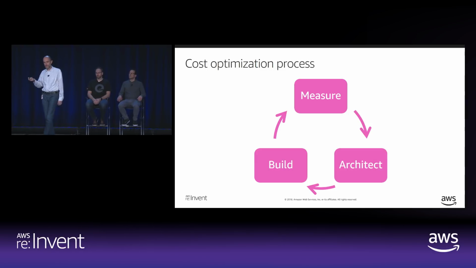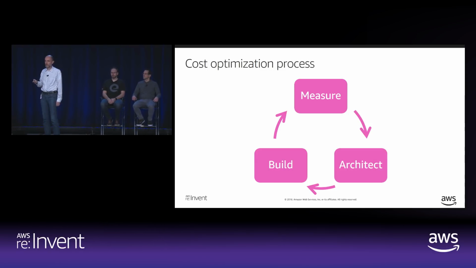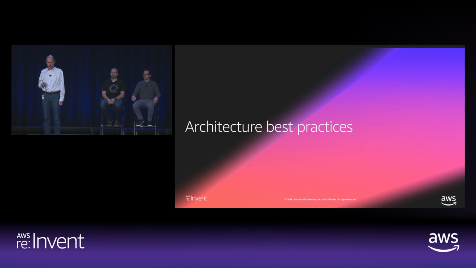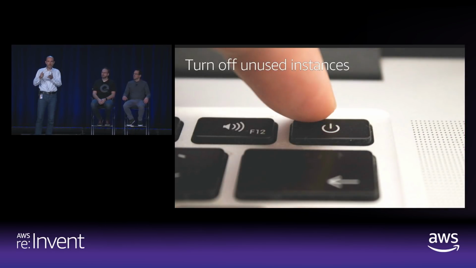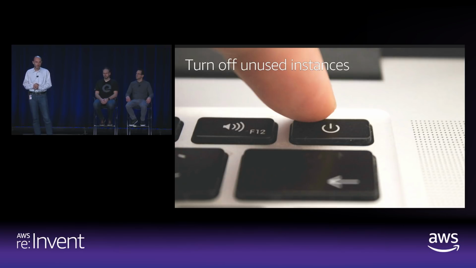So after measuring, let's take a look at some architecture best practices here. And the first thing, if you only take one thing away from this talk, is turn off unused instances. It sounds super obvious, but you wouldn't believe how many unused instances are running today where people can save money.